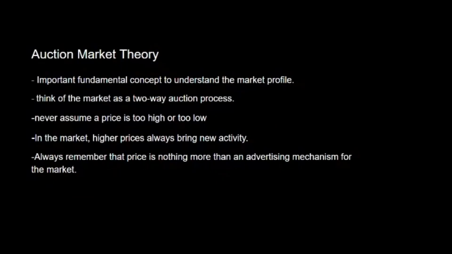So, auction market theory is a very important fundamental concept to understand the market profile. The simplest way to explain it is that you can see the market as a two-way auction process, something like eBay, for example. A seller will offer an item at a certain price, and the buyers will bid it higher and higher until there's no more buyers. The majority of buyers are willing to purchase the item at a fair price, which is essentially the price that most are willing to pay. That will be represented by the point of control on the market profile, which we will go into.